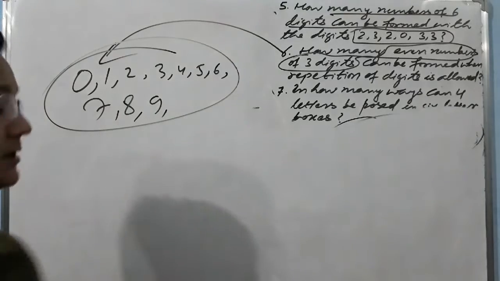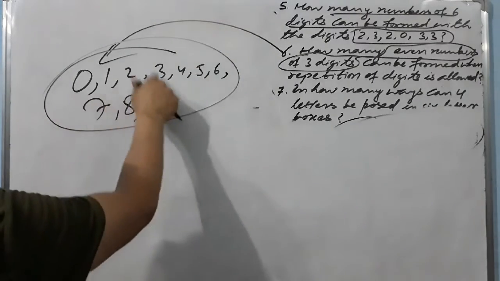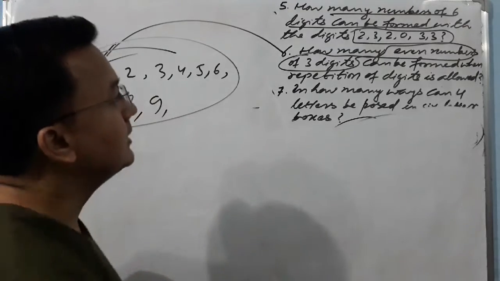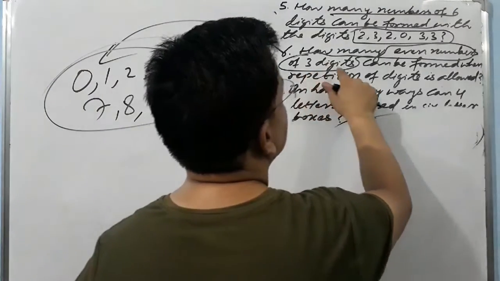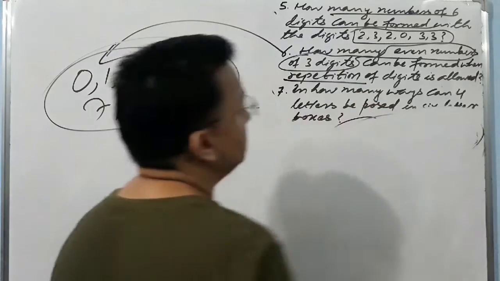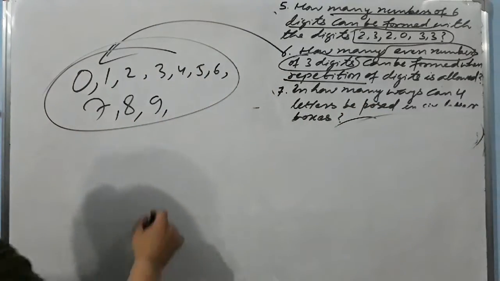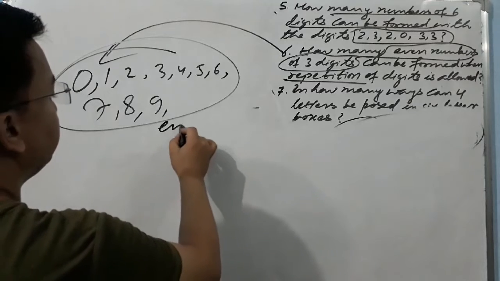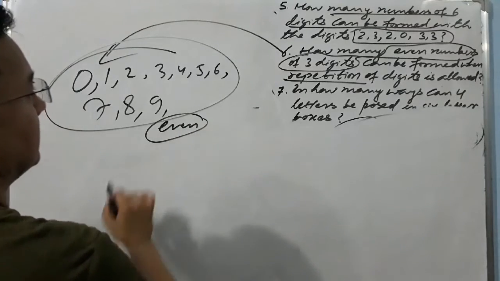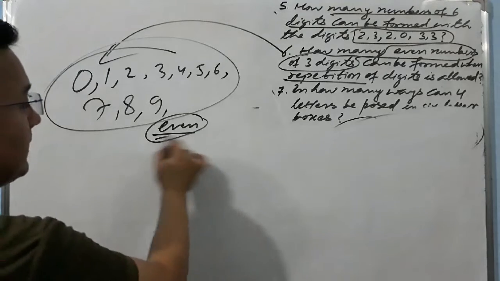These are the digits. How many digits are there? 1, 2, 3, 4, 5, 6, 7, 8, 9, 10. So 10 digits are there. How many even numbers of 3 digits can be formed when repetition of digits is allowed? So, a 3 digit even number. We want even numbers of 3 digits.